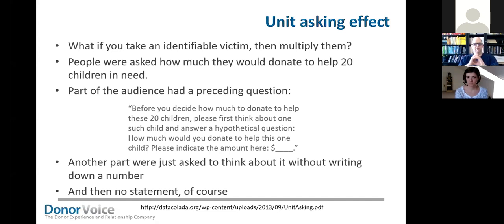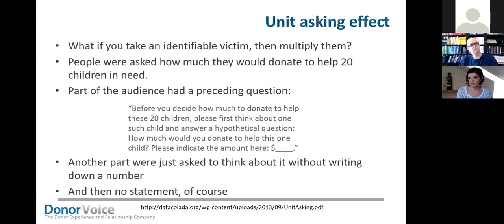That's the Mother Teresa principle: when I think of the many, I won't act. When I think of the one, I will. So think about the one person, answer a hypothetical question: how much would you donate to help just this one child? And then in the writing case, they were asked to physically write into the blank.